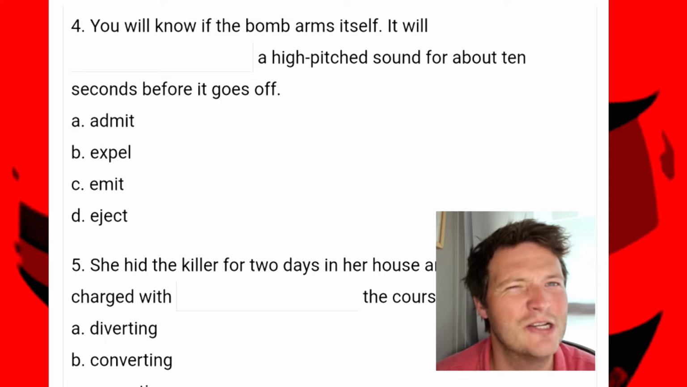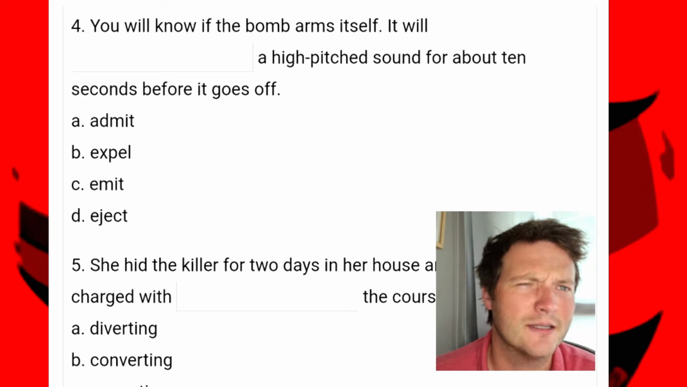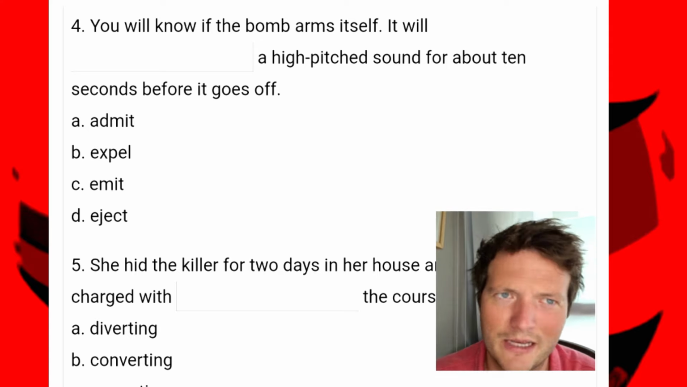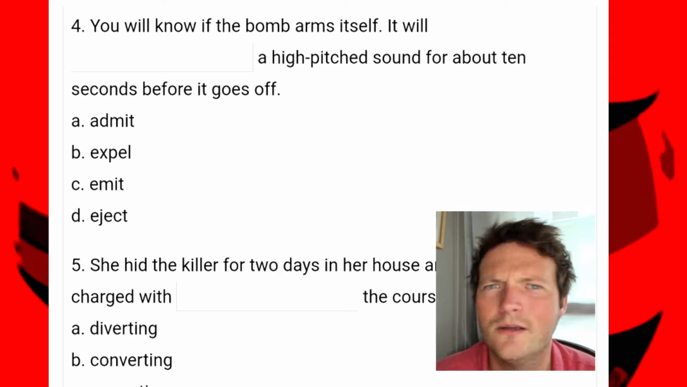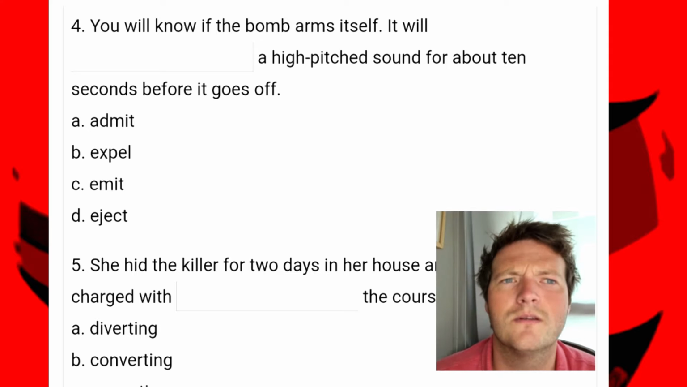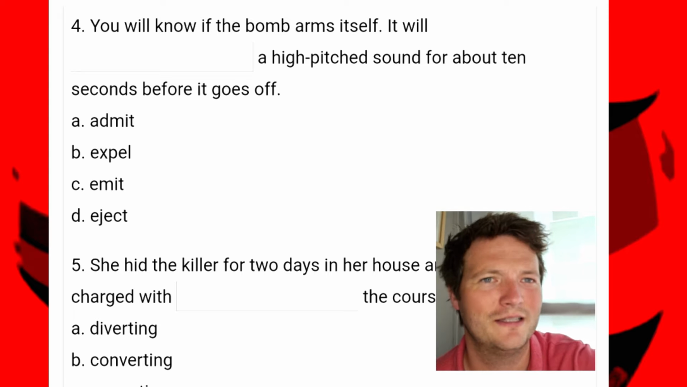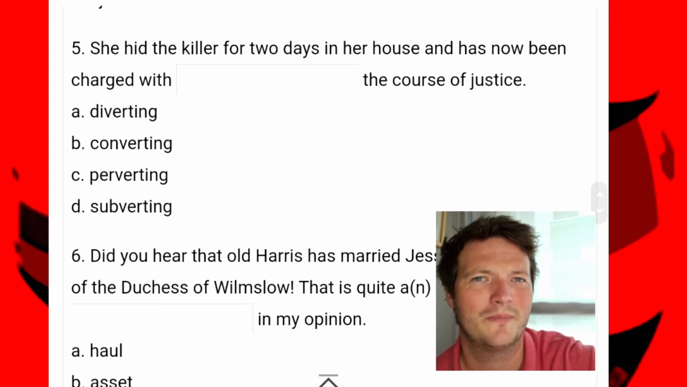It's not admit and it's not eject. Emit a sound, no? You expel, like a gas or a smell or something like that. It will emit a sound, no? Yeah, it's emit. I'll check it, but 4 is C. It's emit, definitely. It's got to be.